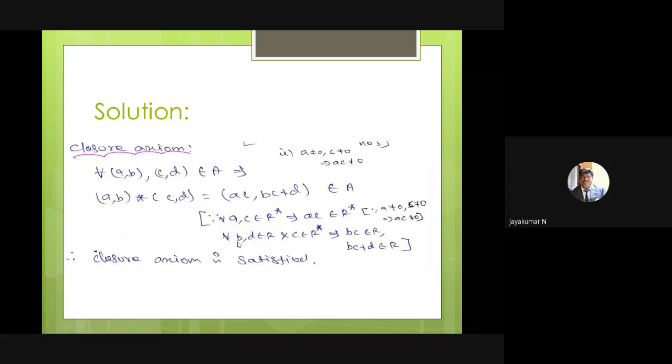It can be a zero element. B can be zero, but 0 times anything is 0, and 0 is also an element of R, because R is the set of all real numbers. One case you have to remember: if B is 0, what is the result? 0 into C is 0, and 0 is also one of the elements of the real numbers. So BC belongs to R, D belongs to R.